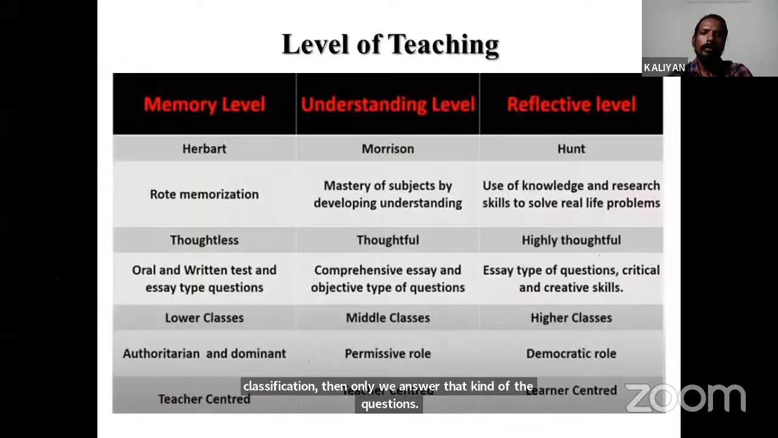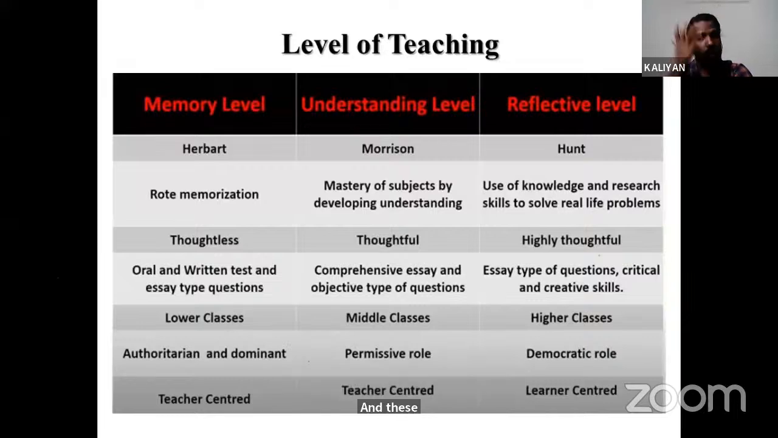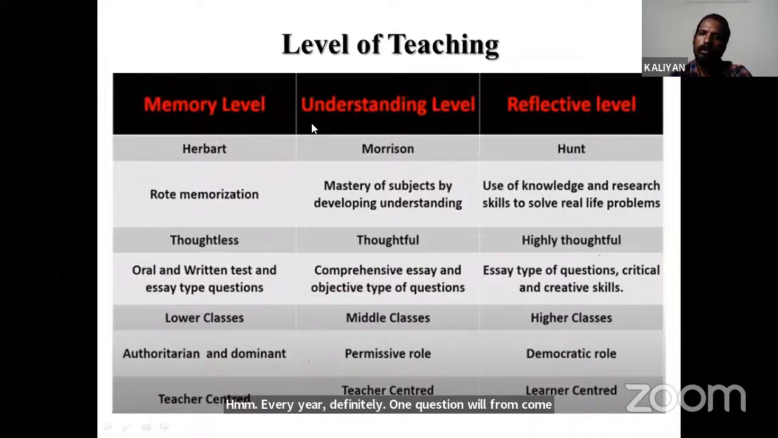And this is very important in teaching aptitude. Every year, definitely one question will come from this level of teaching. There are 3 types of level of teaching: memory level, understanding level, and reflective level. Memory level was given by Herbart, understanding level by Morrison, and reflective level by Hunt. Memory level is rote memorization.